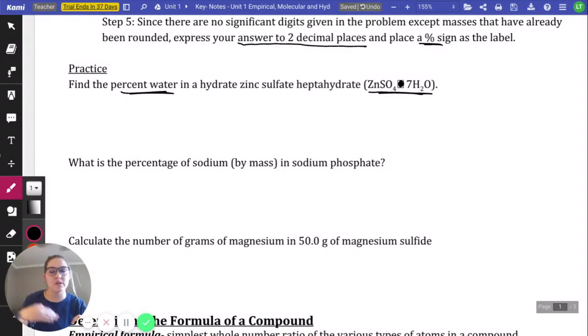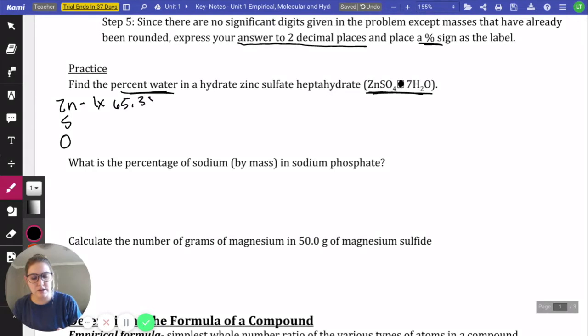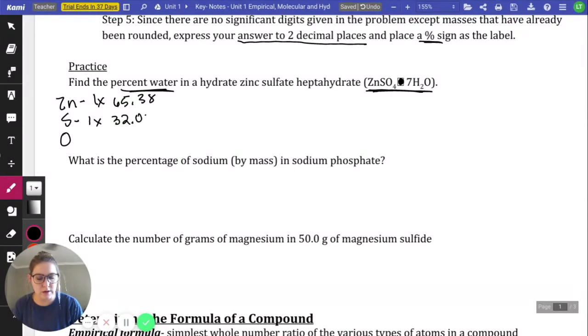So first things first, we need to find the molar mass of our compound. And in this case, we're going to find the molar mass of our zinc sulfate and of our water. So I'm going to start with our zinc sulfate. So our zinc sulfate is made up of zinc, sulfur, and oxygen. First, we have 1 zinc, and zinc's mass from the periodic table is 65.38. We have 1 sulfur, and sulfur's mass from the periodic table is 32.06. And then finally, last but certainly not least, is oxygen. Now we have 4 oxygens, so that little subscript there, and each oxygen has a mass of 16.